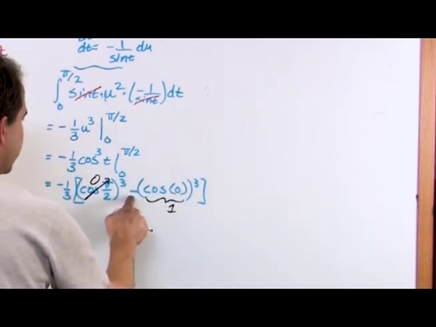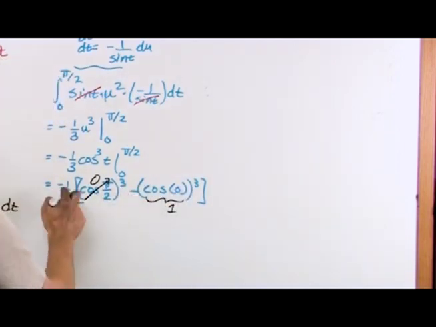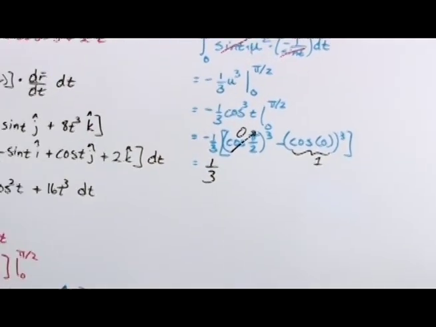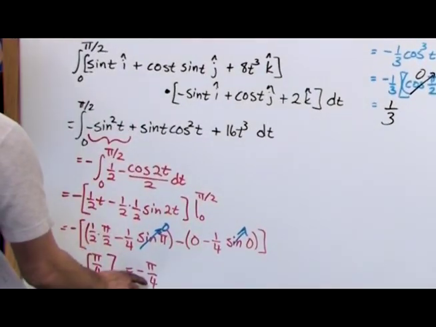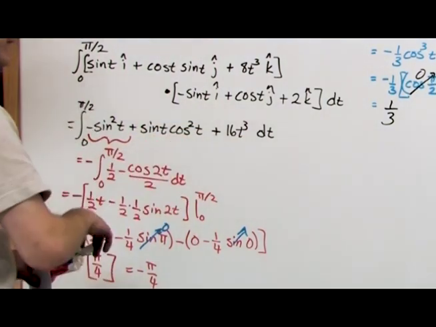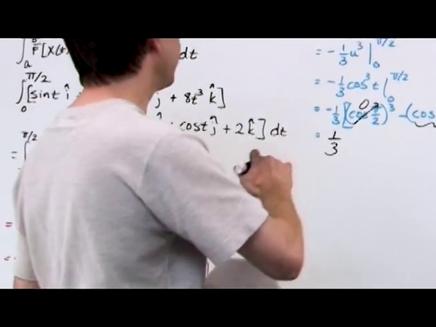So you have a negative 1 on the inside. Negative times positive should give me a positive 1/3. And that's the right answer. So coming back here just to see where we ended up. The integral of this gave me the negative pi over 4. The integral of this gave me the 1/3. I still have to integrate this. So let's do that over here.